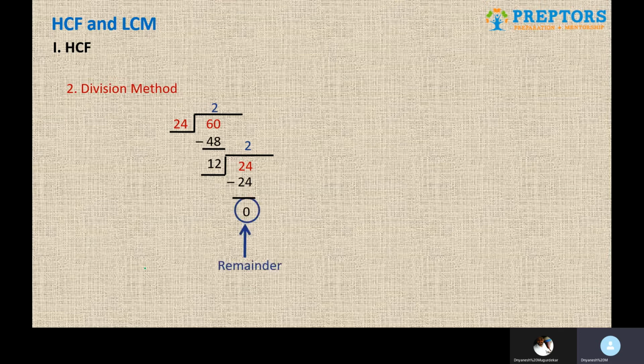And very important, listen to this carefully: the divisor for which you get the remainder 0, which is 12 in this case, becomes your answer. So for 12 as the divisor, we got the remainder 0, so 12 becomes our HCF. This is how you can figure out the HCF using the division method. These are the three methods with which you can figure out the HCF.